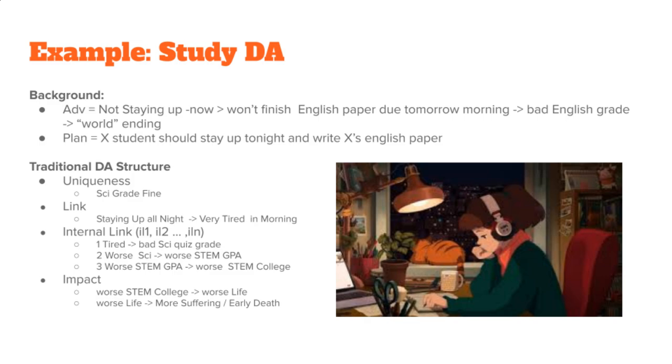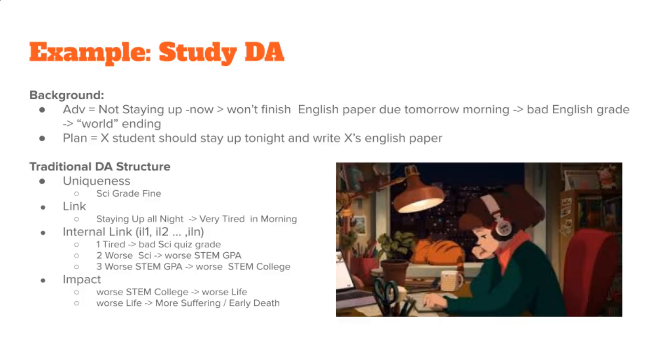The issue is she's not staying up right now. She's not going to finish the English paper that's due tomorrow morning, she's going to get a bad English grade, and then bad stuff happens. So the plan is to stay up all night, work very studiously, get that English paper done, and do well in the English class. For a disadvantage structure, it might go as follows.